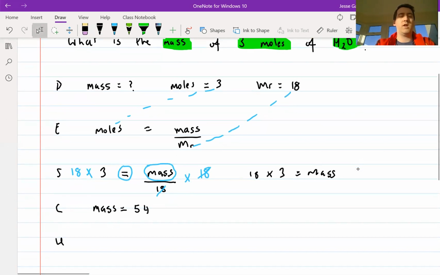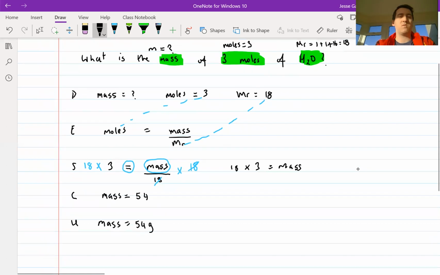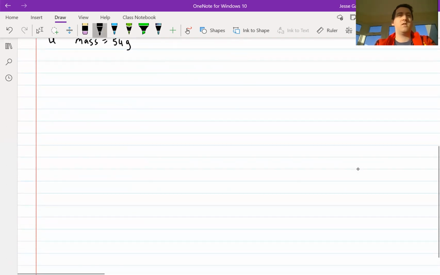Now I need to know my units, because I'm measuring mass. My unit is going to be: mass equals 54, and it's grams because it's a mass. Okay, and it really is that simple. It's very much the same as what we did the last day. All right, let's look at another example.